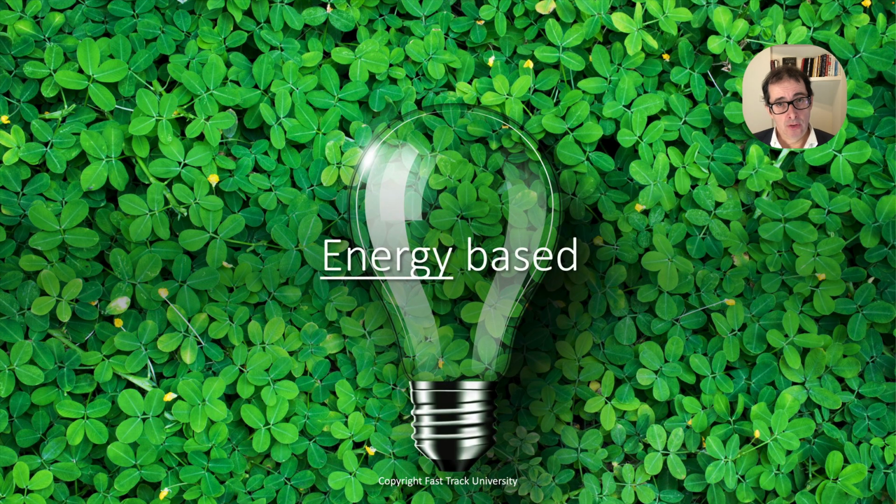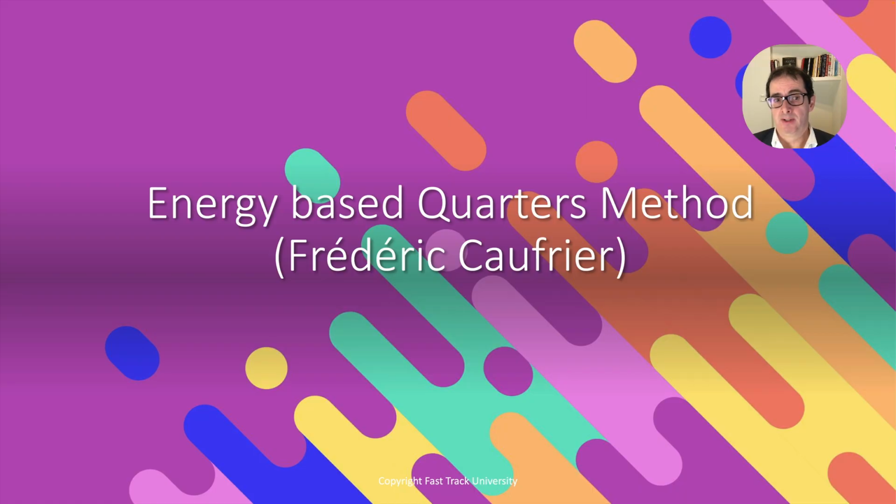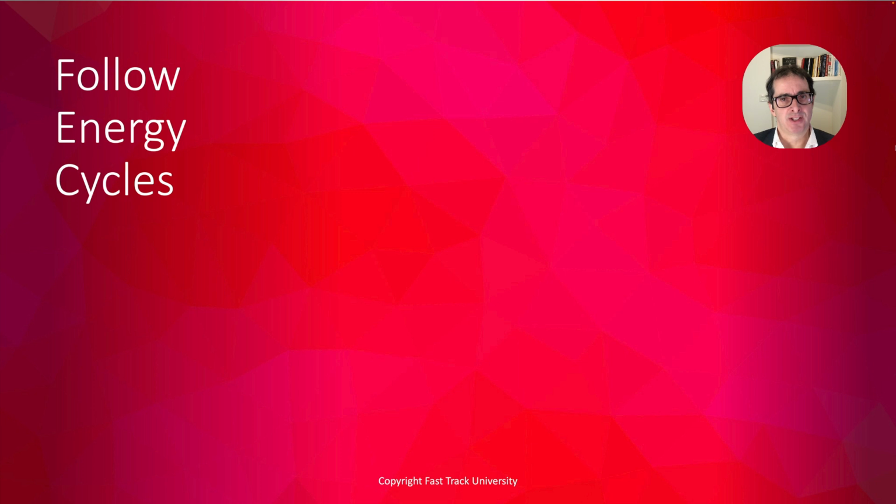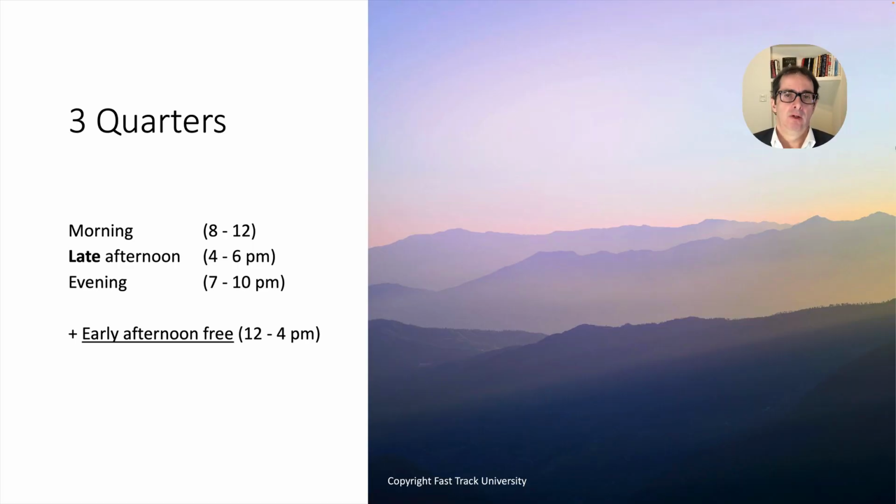Now, there's also another one, the energy-based method. It's a method I've been using as a student. The energy-based quarters method follows the energy level, the energy cycle, throughout the day. So instead of following only the time measurement, this is more like an energy measurement approach. How does it work? Three quarters in my case. I start in the morning from 8 to 12, and then I take a long break. I only start studying again in the late afternoon from 4 to 6, and in the evening from 7 to 10. By doing that, I have already studied or worked 9 hours. And still I have a big chunk of a break from 12 till 4.